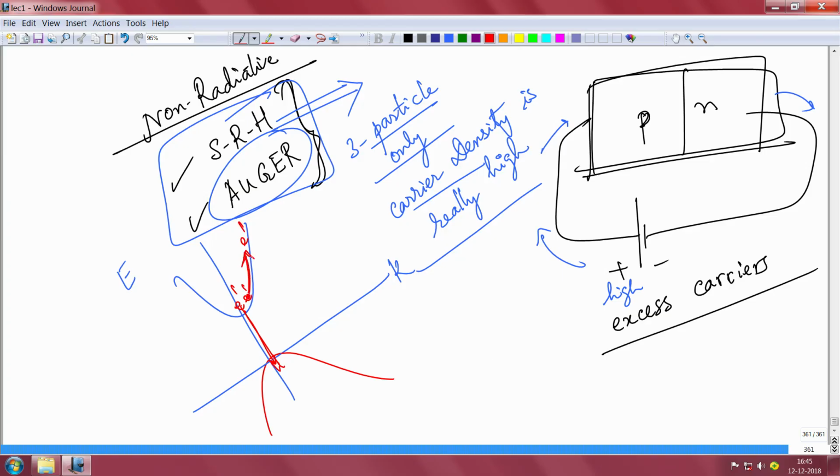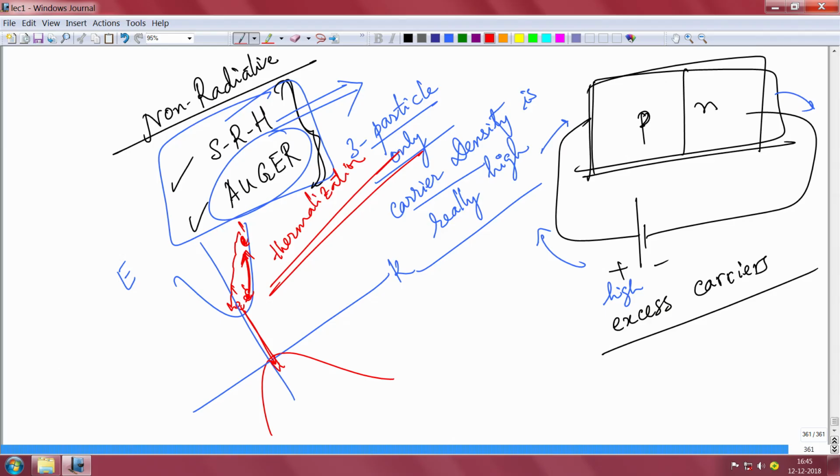You see my point? The energy that is dissipated when an electron and hole recombine doesn't come out as a photon, but it is used to excite a third particle to go to higher energy, and that electron in a higher energy state will eventually come down to a lower energy state by thermalization, that is, by losing energy through a thermal process. So this is a non-radiative process, and Auger recombination becomes the dominant non-radiative recombination process when your injection density is high, when you have a very large number of carriers, so you have n plus and p plus doped layers sort of things. Okay, so that is the thing.